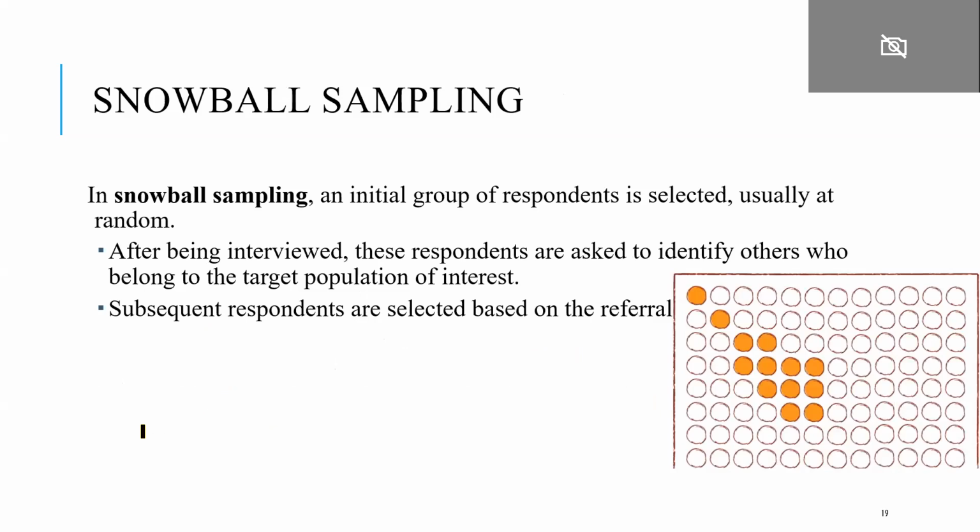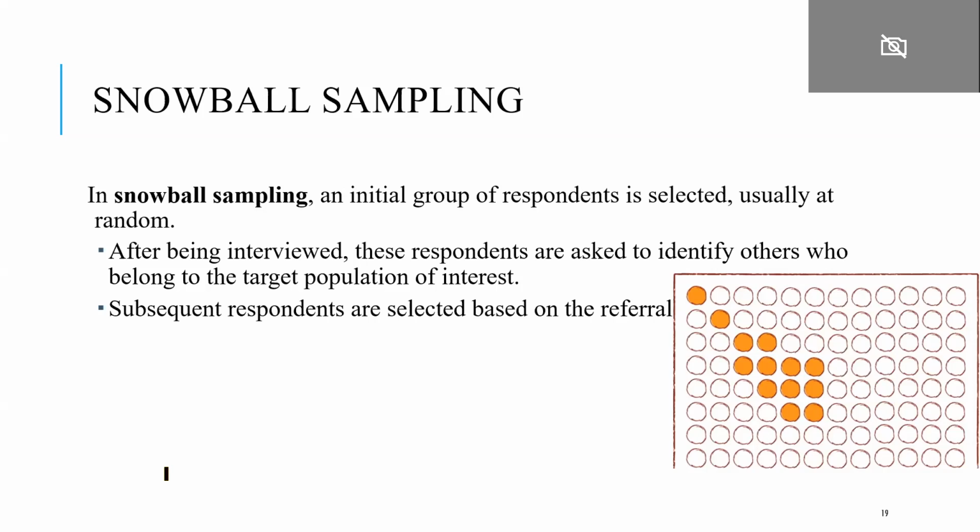Third type of sampling is snowball sampling. Snowball sampling is also known as referral sampling. It means from the initial group of respondents, they will give you some referrals. Suppose you want to conduct some study on, let's say, marital conflict, the husband-wife conflict, or the parent-child conflict. So in such a type of study, snowball sampling is used.